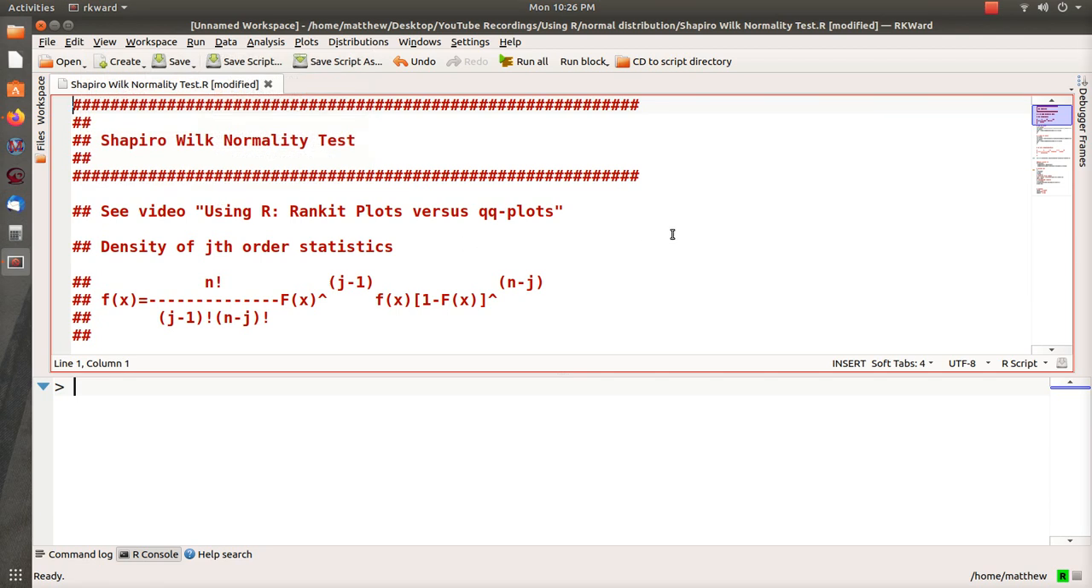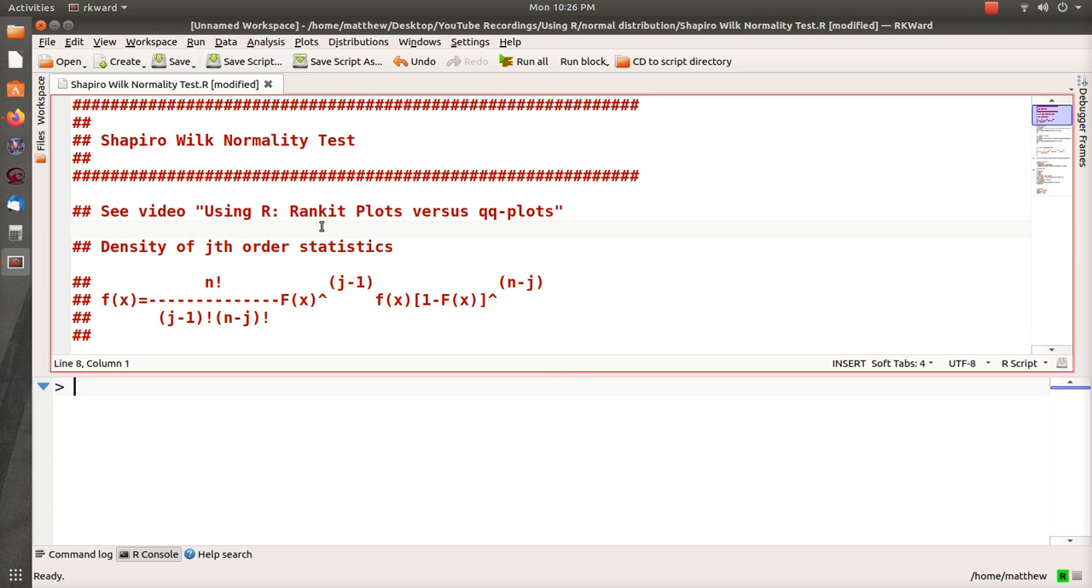Hello, in this video we're going to look at the Shapiro-Wilk Normality Test, and this is a follow-up video to a video I put out called using our Rankit plots versus QQ plots. And that's a pretty nice video too to explain how each of these plots are calculated. Now the Shapiro-Wilk Normality Test uses rankits in its test statistic, and a rankit is the mean of an order statistic from a standard normal distribution.